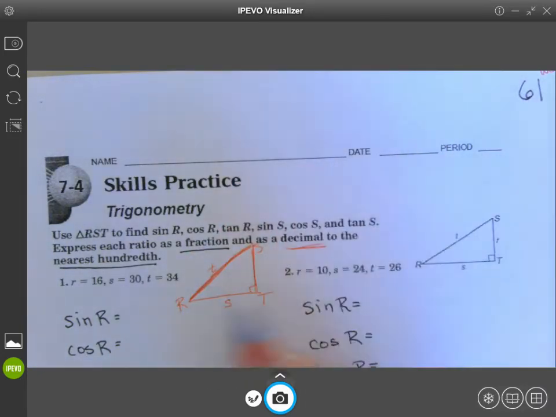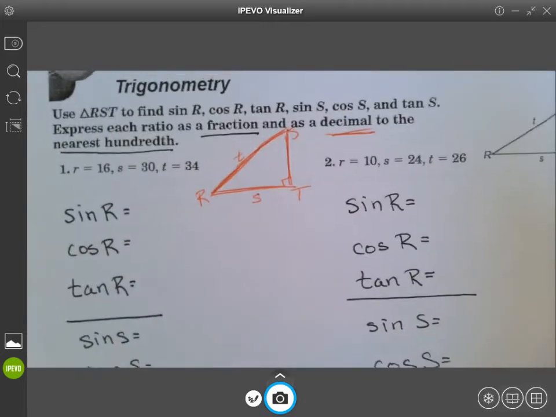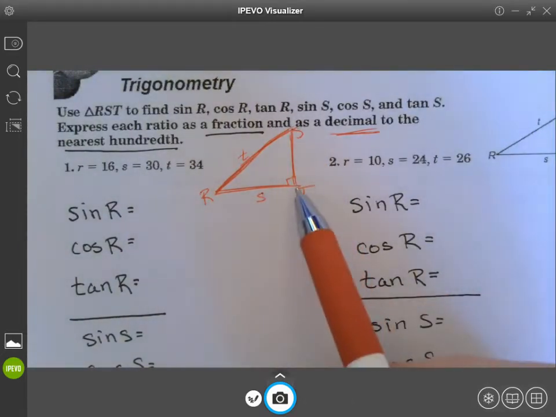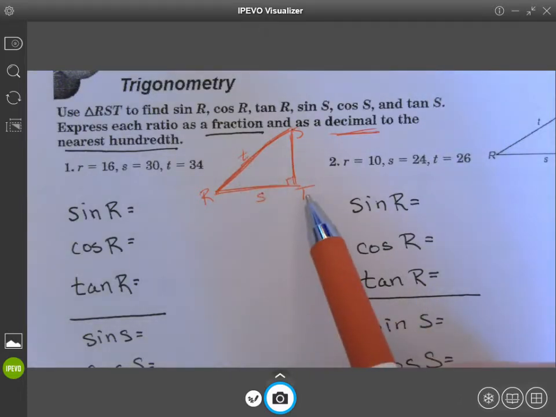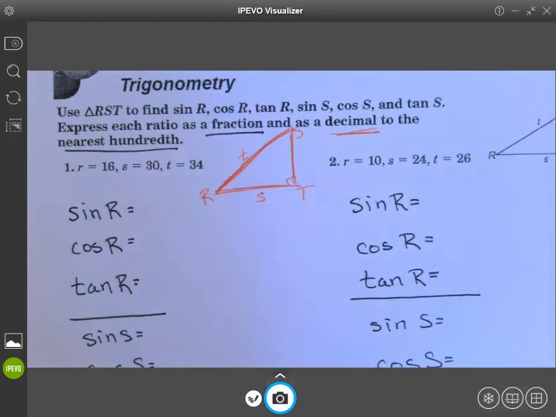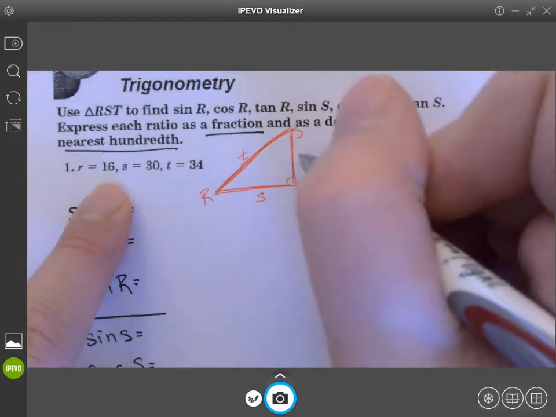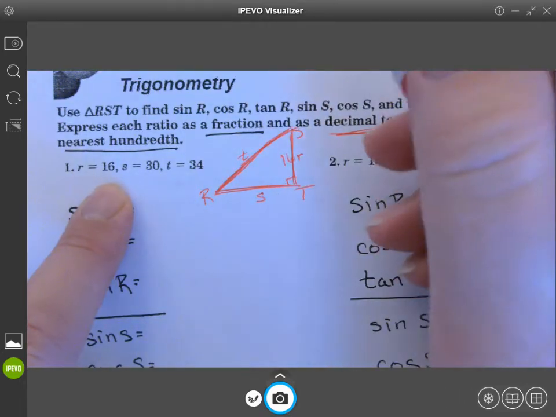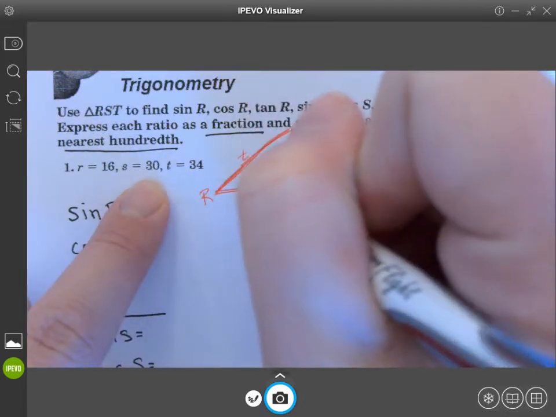So the reason I'm redrawing it is because we have two different problems. We're putting two different sets of numbers on here. Now, when I look at this triangle, just to remind you of this, the vertices are capital letters, and the side opposite is the lowercase letter. That's how I know that T goes with the opposite angle. S goes with S. All right, so go ahead and label your sides. R is 16, so that's 16. T is 34, and S is 30.